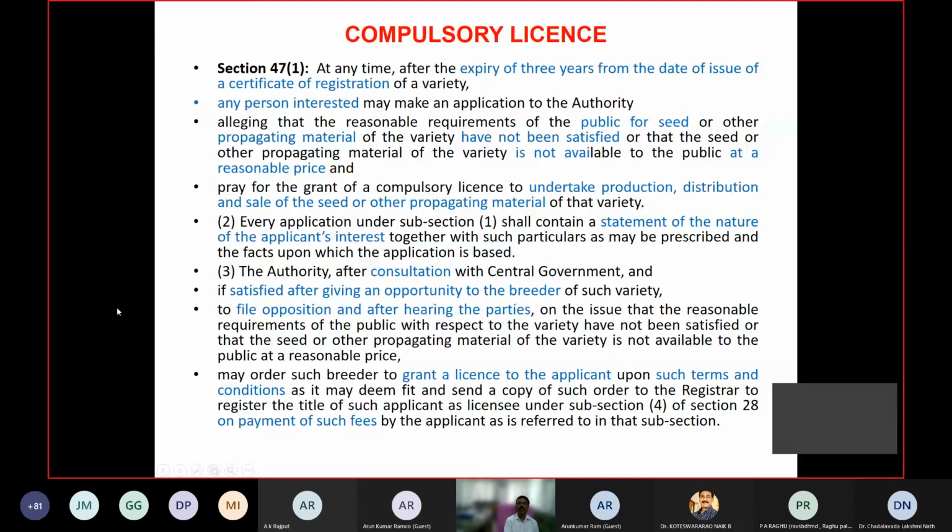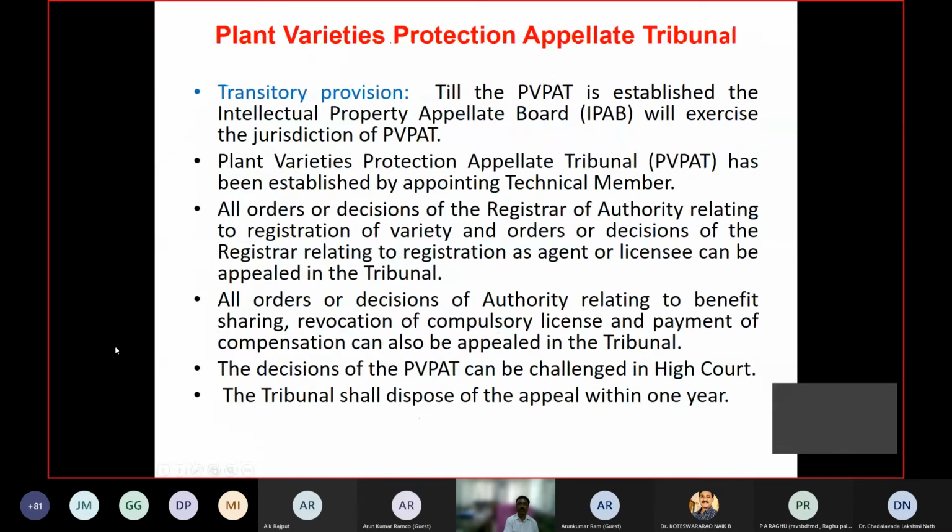After expiry of 3 years, Section 47 says, from the date of issue of certification for that particular variety by the registry, any interested person can make an application for seeking a compulsory license. The authority, after consultation with the central government, if satisfied about giving an opportunity to another party to produce the seeds, fixes the fee and then gives a compulsory license on payment of the fee. And there is a Plant Variety Protection Appellate Tribunal.